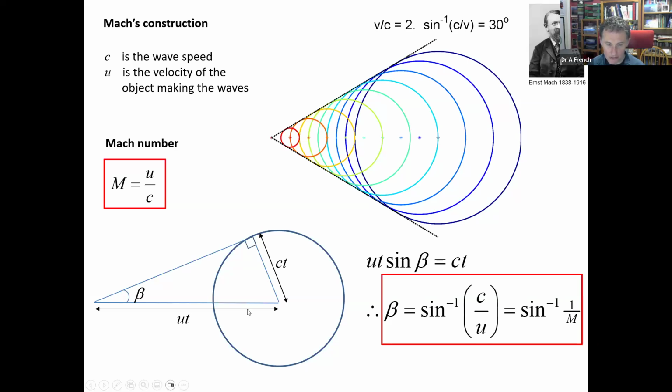And what we've got is a right-angled triangle. So ct is this end, the opposite side, and that's the hypotenuse. So ut sine beta is going to be ct. So we divide both sides by time, and we can work out beta as the inverse sine of the speed of waves divided by your speed, or the inverse sine of 1 over the Mach number. So if we were at Mach 2, that's inverse sine of a half, which is 30 degrees, which is quite nice.